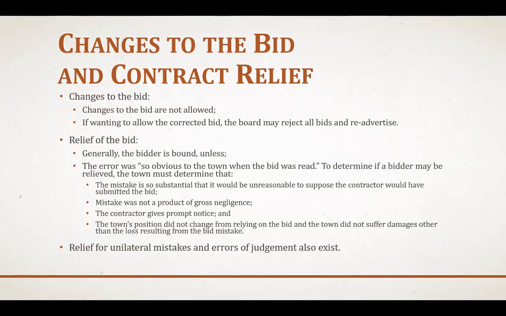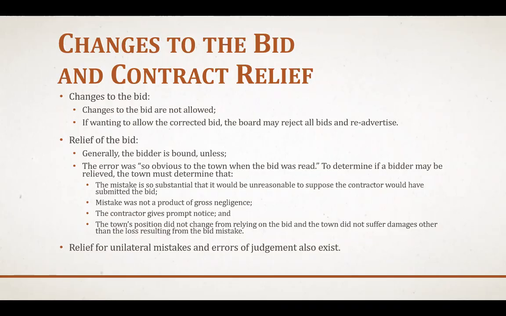The town can relieve those bids again if they fall into those 4 factors, and the town again should be working with their town attorney to make sure that that has happened. It can also be rescinded for an error in judgment, such as if the work was too difficult, if rather than digging through clay, the contractor didn't realize that they were having to dig through granite.